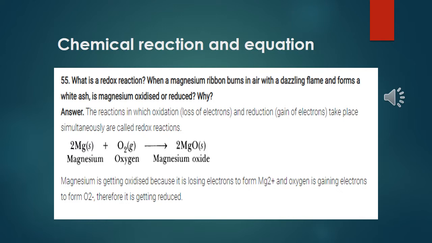And the second part, when a magnesium ribbon burns in air with a dazzling flame and forms white ash, is magnesium oxidized or reduced? When we burn anything, oxygen is required. So here magnesium reacts with oxygen. It means magnesium gains oxygen. So we can say magnesium is getting oxidized because oxygen is added to magnesium. Because when we burn, without oxygen, burning is not possible.